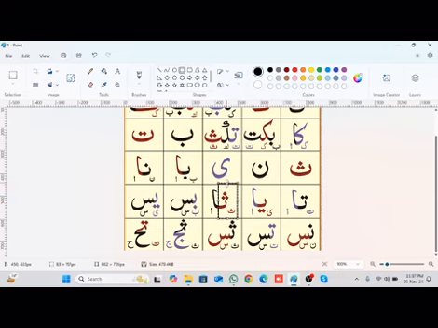The next one, sa. Sa has three dots and the position of the dots is on the top, and you recite sa very gently and politely. When you recite sa, your tongue will be between your teeth. Sa, alif. That's fine. This lesson is complete.